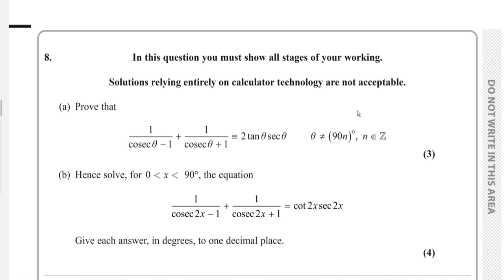Question number 8. Part A. Prove that 1 over cosec theta subtract 1 plus 1 over cosec theta plus 1 is equivalent to 2 tan theta sec theta, where theta doesn't equal 90n degrees, where n is an integer. For part A, let's focus on the left hand side. On the left hand side, we have 1 over cosec theta subtract 1 plus 1 over cosec theta plus 1.